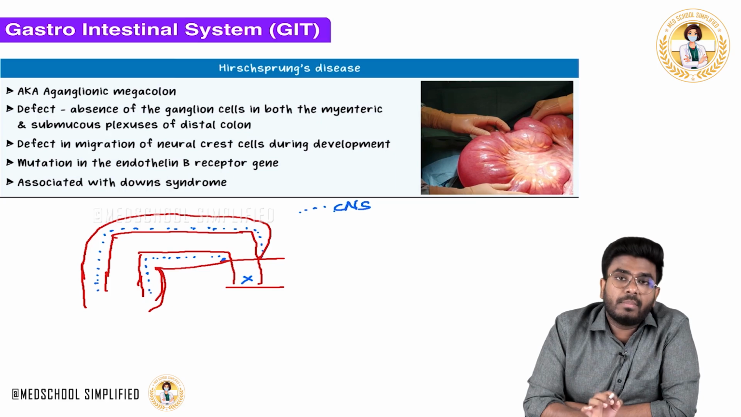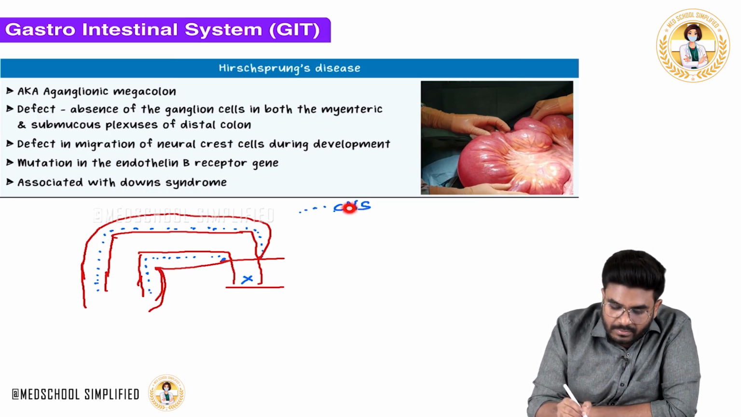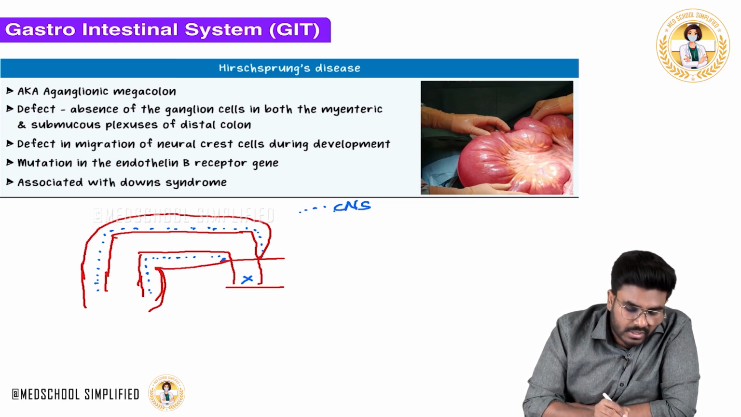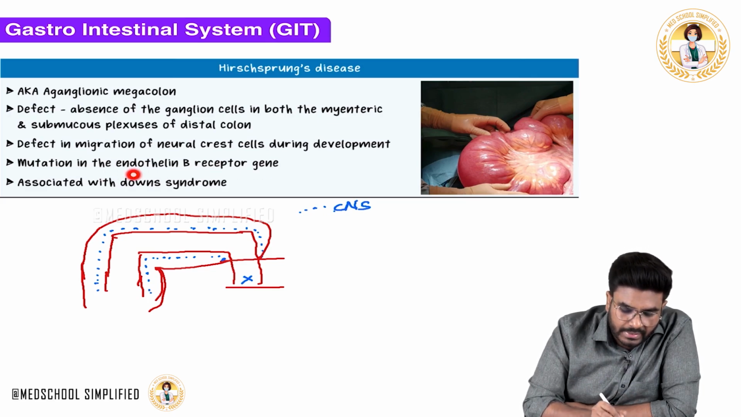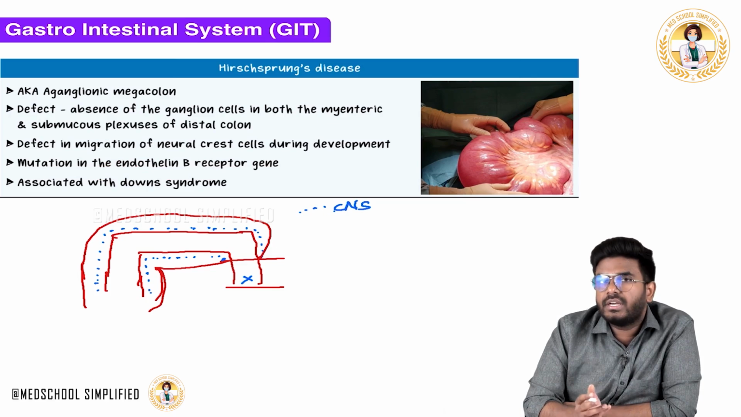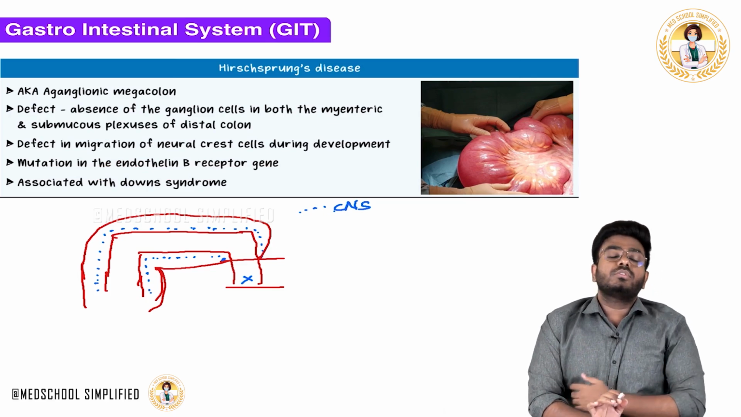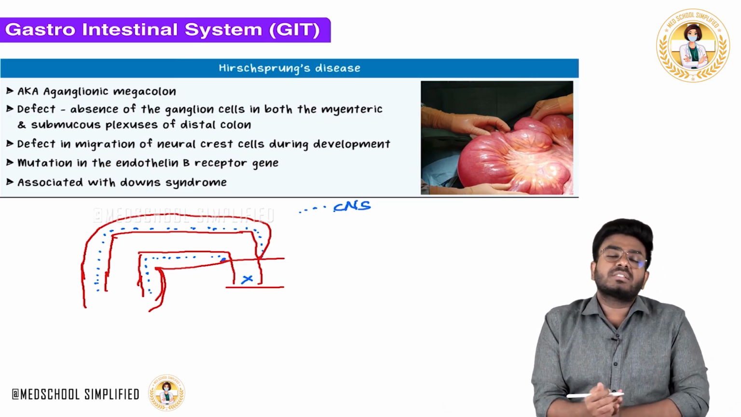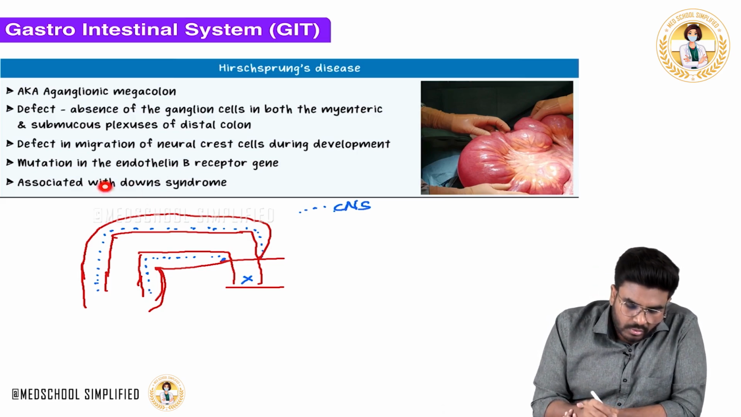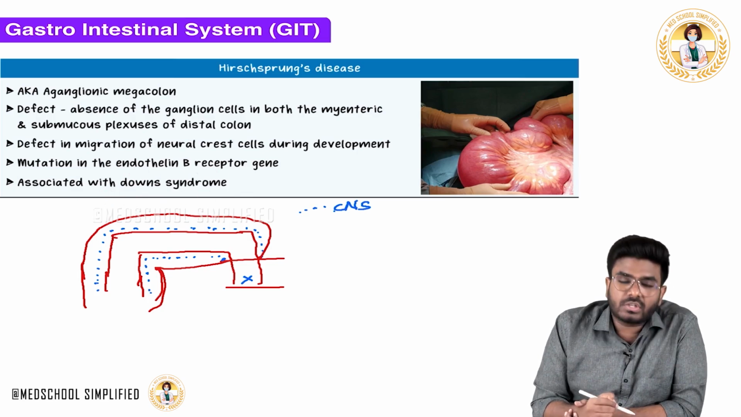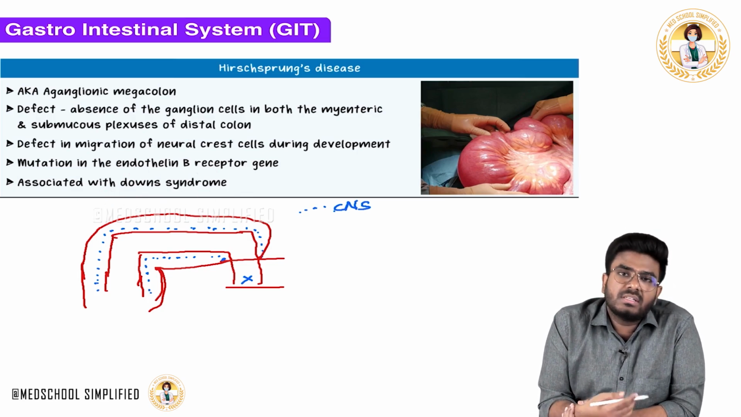And why is this happening? Because of a gene mutation. This migration is not happening because of a mutation in a gene called the endothelin B receptor gene. When this endothelin B receptor gene is mutated, there is no migration. That will cause Hirschsprung disease, and it is associated with certain genetic disorders like Down syndrome. If a patient has Down syndrome, he is more likely to get this GIT manifestation.